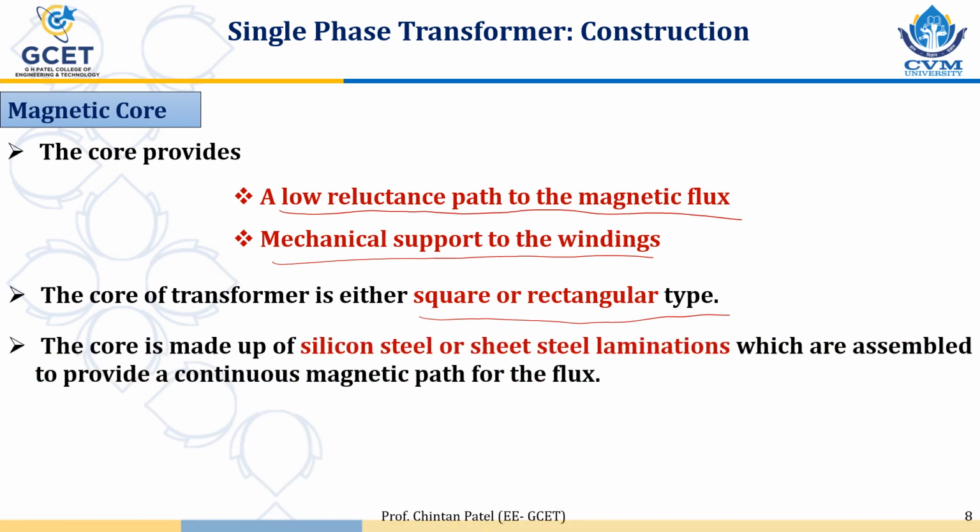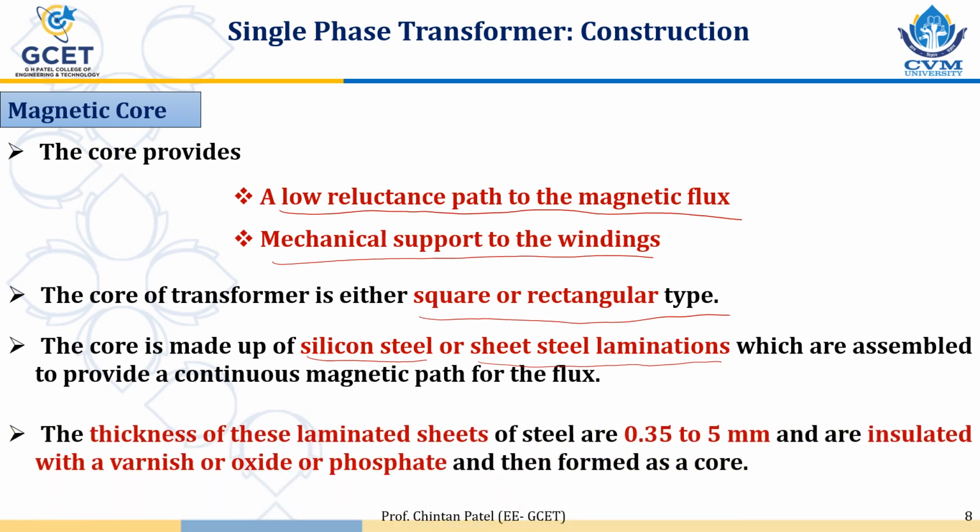This core is made up of any good magnetic material like silicon steel or sheet steel laminations, which are assembled to provide a continuous magnetic path for the magnetic flux. The thickness of these laminated sheets of steel is 0.35 to 5 millimeter, and they are insulated with a varnish. Varnish is a liquid insulation, or oxide or phosphate, and then they form a core.